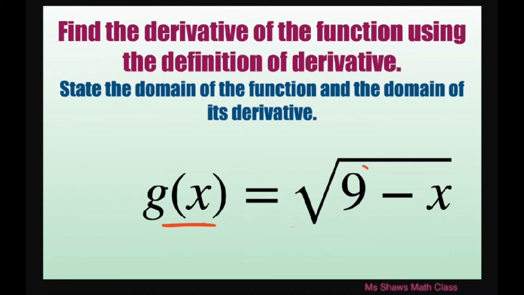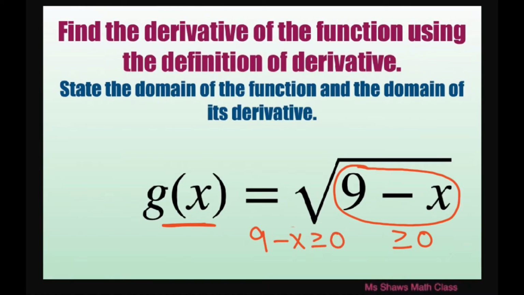When you have a radical like this, the inner part under the radical has to be greater than or equal to 0. So let's just set that 9 minus x is greater than or equal to 0. That means 9 is greater than or equal to x when you add x to both sides, or x is less than or equal to 9. So that's your domain for g.